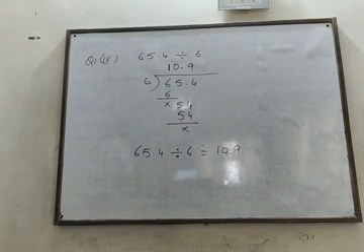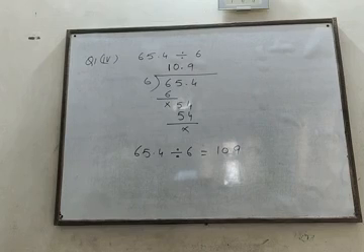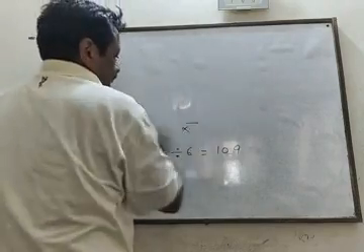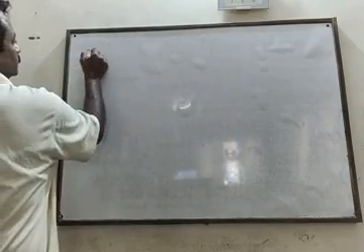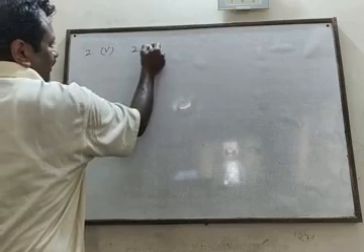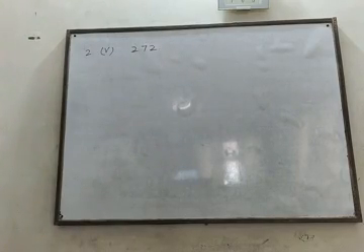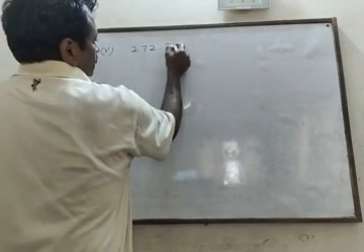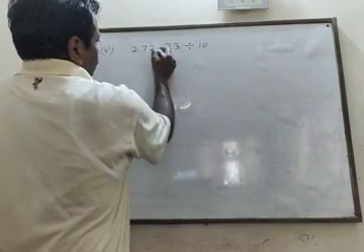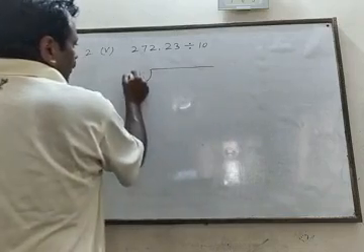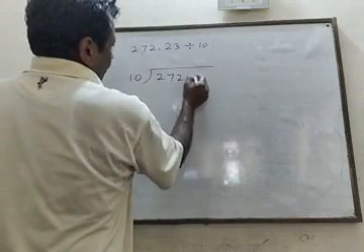In question number 2 again, it is the divisibility by 10. Any one part I am doing, like I am doing fifth part, 272.23. Question number 2, fifth part, 272.23 divided by 10. So 10 will be written outside 272.23.